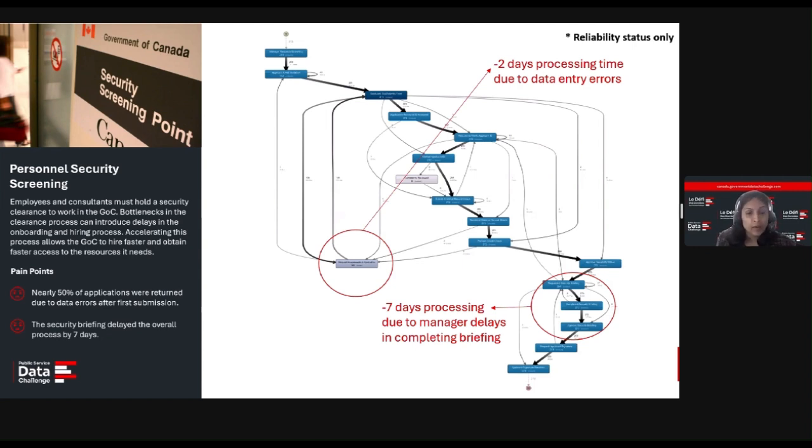So, a bit of background about this process. The Government of Canada processes tens of thousands of personal security screening transactions every year. As a condition of employment, public servants working for the Government of Canada must undergo a security screening process. This rule also applies to contractors and third parties handling sensitive information on behalf of the Government of Canada.